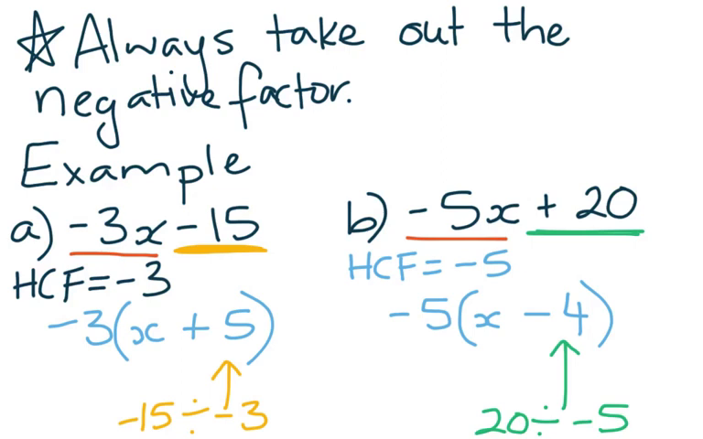So you can see there, the sign had to change when I take the negative factor out. So here, in the first example, it was a negative, and now in our answer it's a positive. And then in our second example, it was a positive, and now it's a negative when we do our answer. So just a reminder, when you take out that negative factor, the sign in the bracket has to change. So hopefully that gives you a bit of a rundown on how to do basic factorising with common factors.